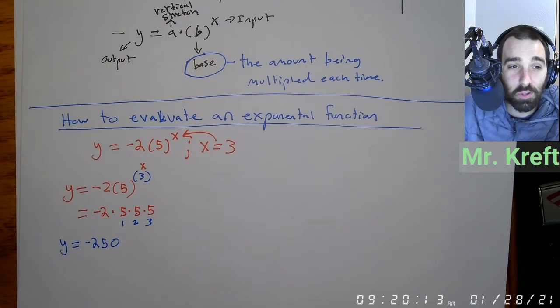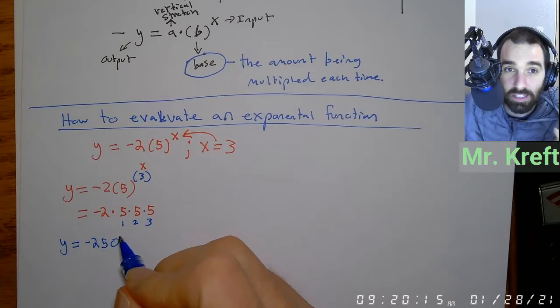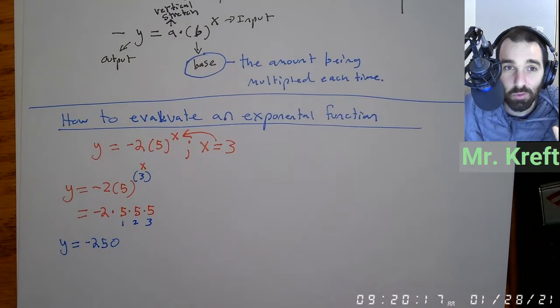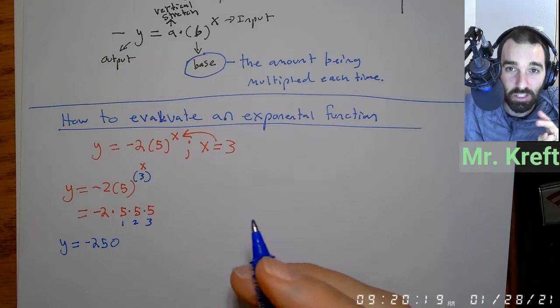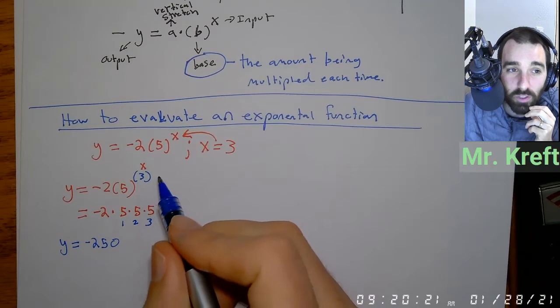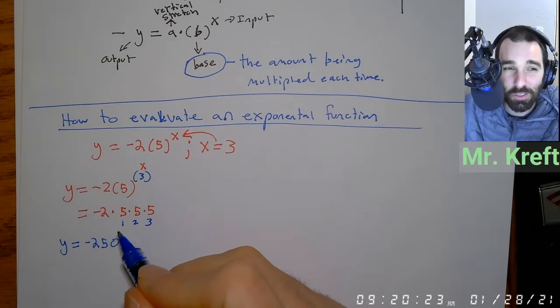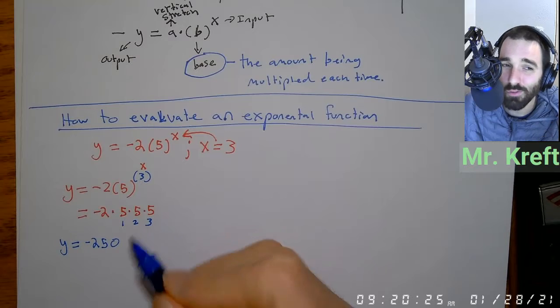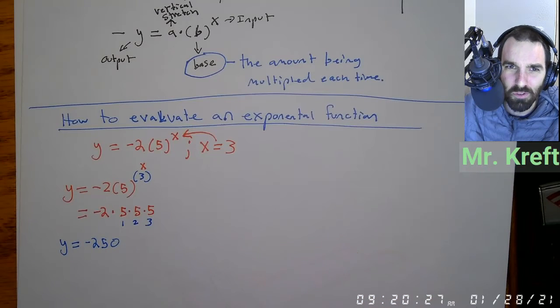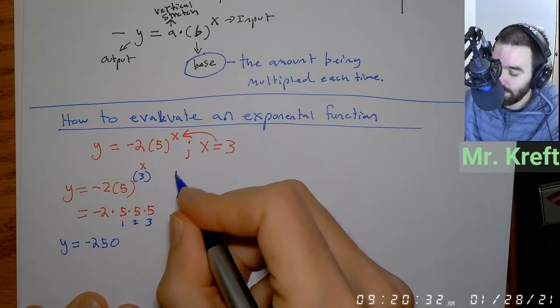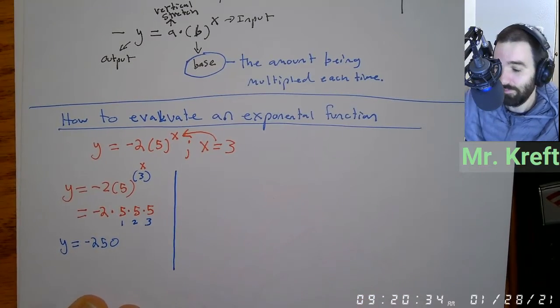Now, the good thing about this is that you can do multiplication on any calculator. You don't have to worry about symbols or notations. The bad thing is, what if this number was 20? Are you really going to write out 5 20 times? No, that would take too long. And what if you didn't type in the right amount of 5s? That would be horrible. So there's got to be another way.